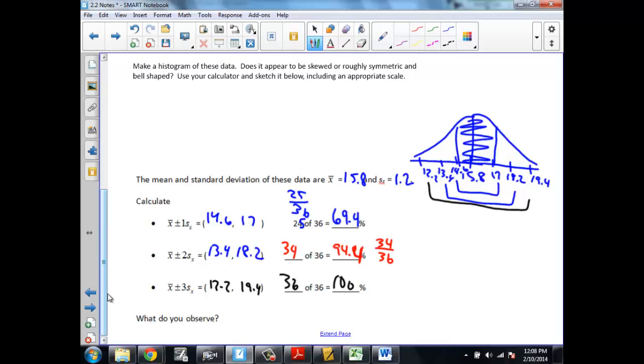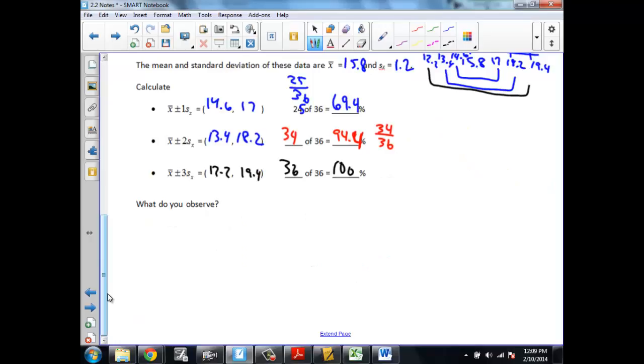Does my data fit the 68, 95, 99.7 rule? Am I close? It's pretty close. People ask me, well, Mr., what is close? I would say if you're within 2% of the 68, 95, 99.7, that'll be a baseline for us. So what do you observe?